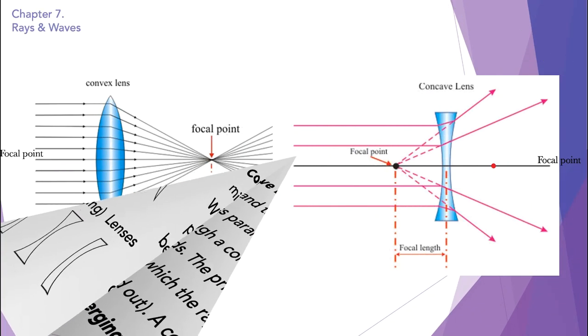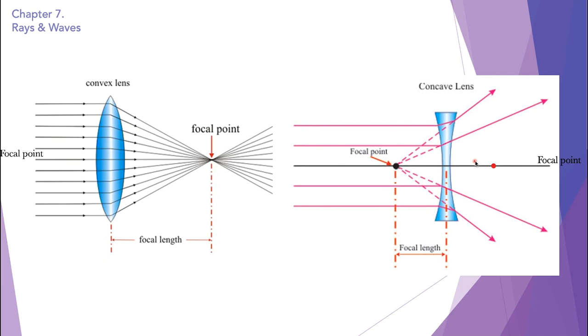So the principal focus is the point from which the rays appear to diverge, spread out. So here we have the concave lens. So these are the parallel rays. When they pass through a concave lens, they get diverged. They spread out like this. And so this is the focal point. So basically how we find the focal point is, we find the point where the rays appear to come from.